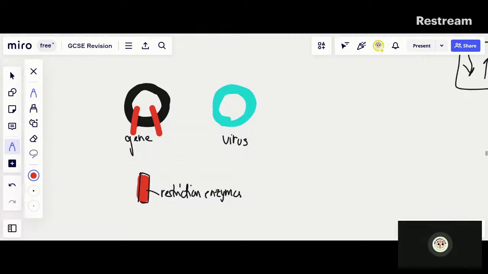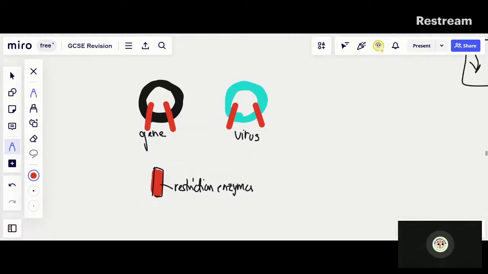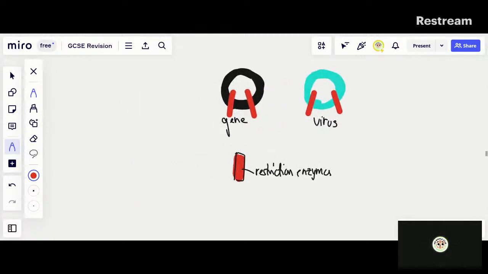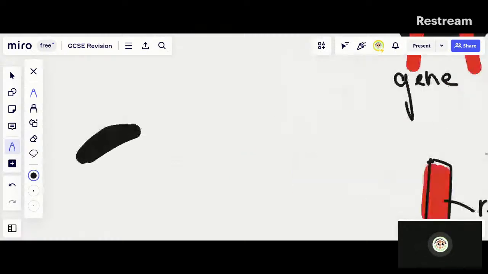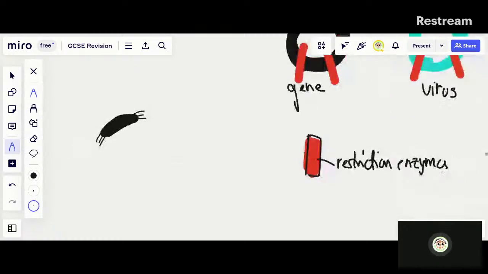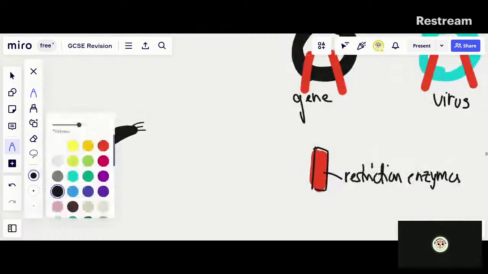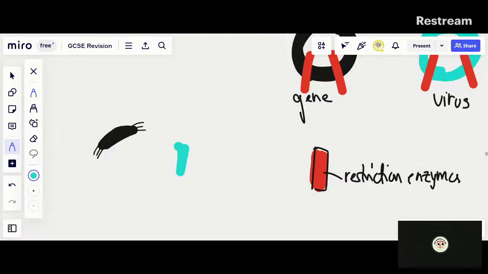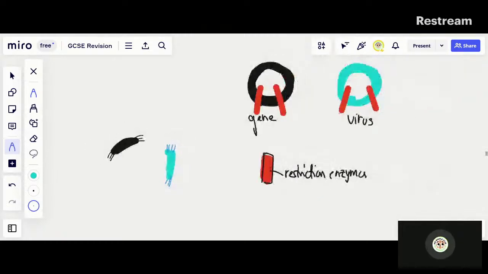Now, what does that do? It cuts out the virus, it cuts out the gene. So what you have left now is a sticky piece of a gene. It's got these things called sticky ends, which just means because it's been ripped out, it's just sticky on its ends. And you've also got your virus bit. So you cut them out with the restriction enzyme.